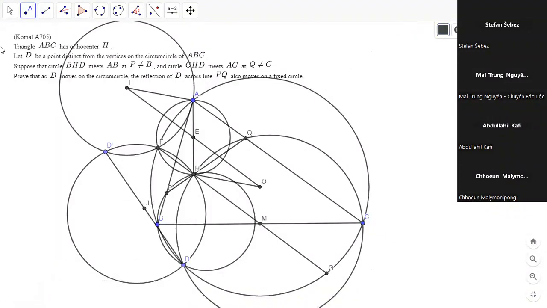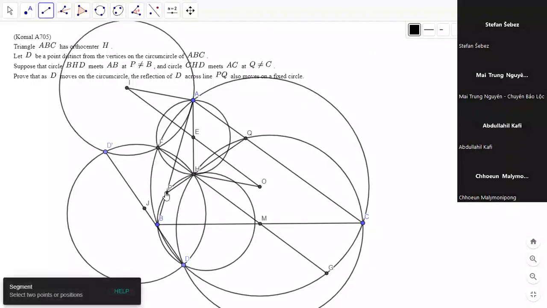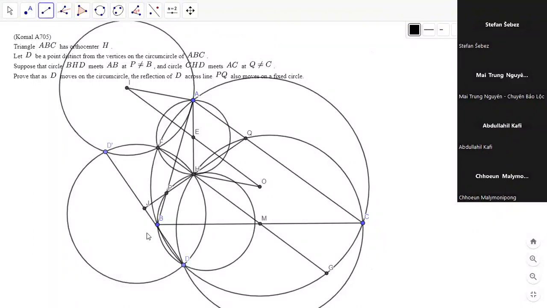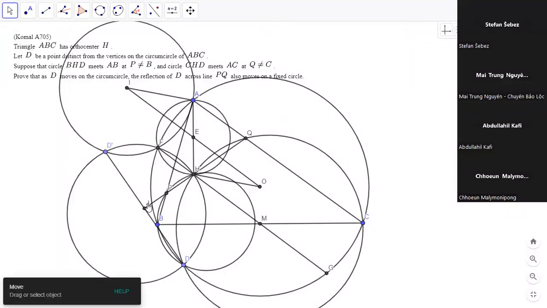Just going to make this look a little better. Okay, so we draw the circumcircle of FHD, and we let it intersect this circle at D prime, and then we want to show D prime is actually the reflection of D. I think that seems like a decent idea.